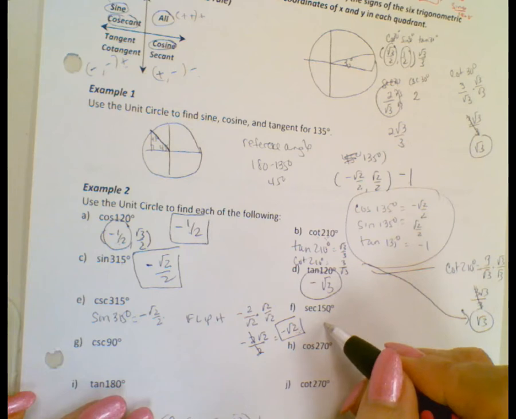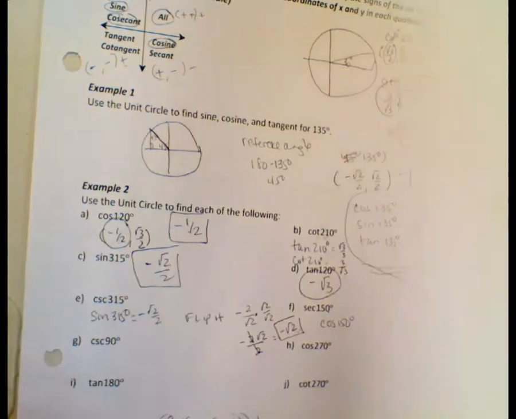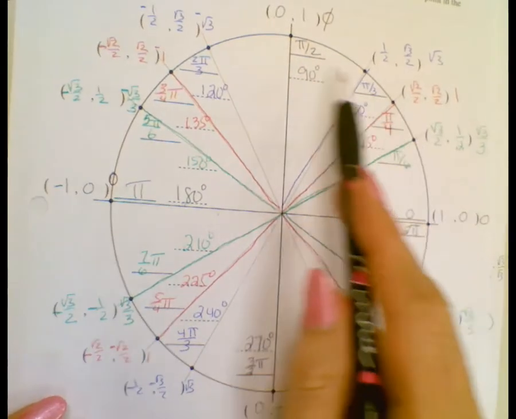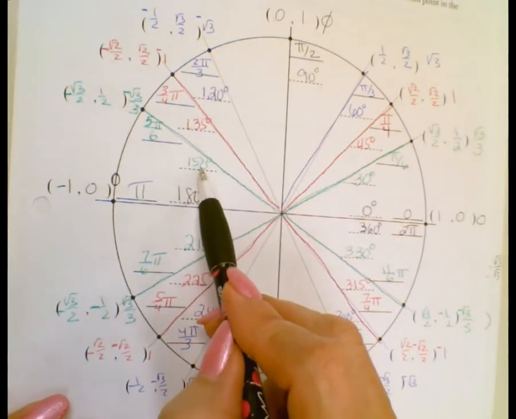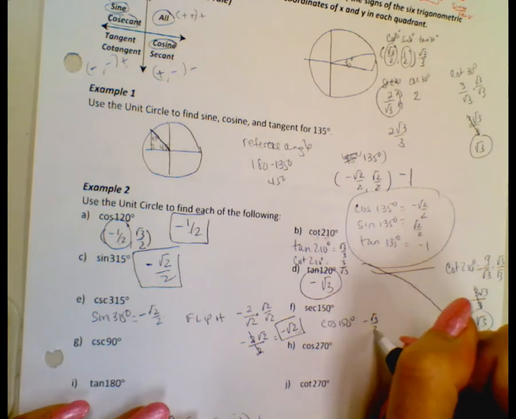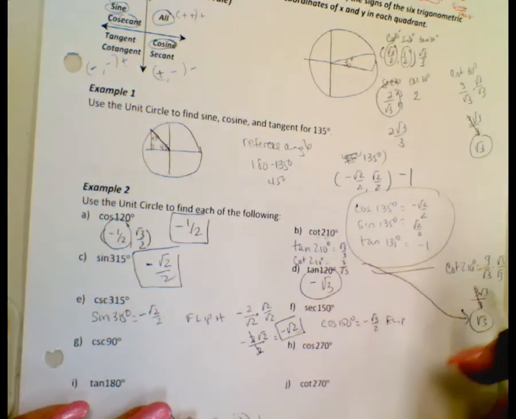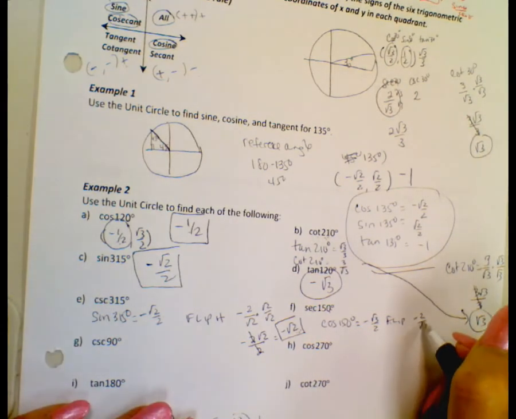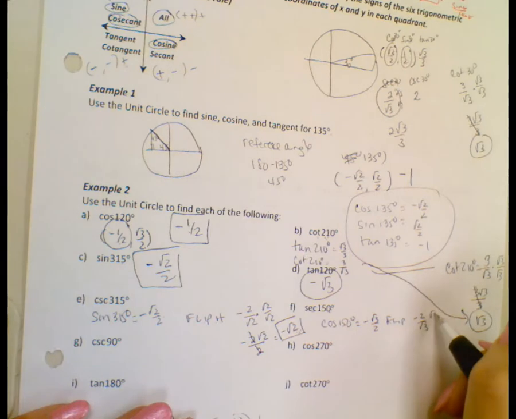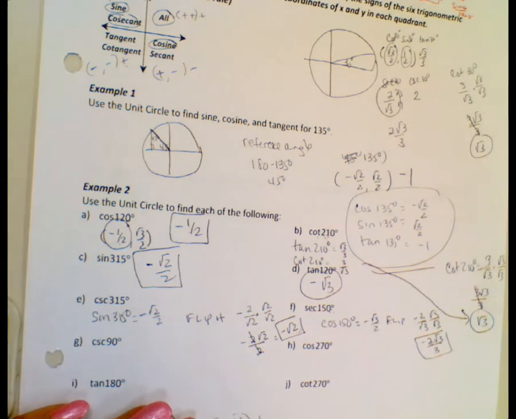Secant of 150. That is the reciprocal of the cosine of 150. So the cosine of 150, find 150. Here's 150. The cosine of 150, it's in the green, is negative radical 3 over 2. But we want to flip this because we are looking for the secant of 150. So if we flip that, it looks like this. Rationalize, and you get negative 2 radical 3 over 3. That is the secant of 150.